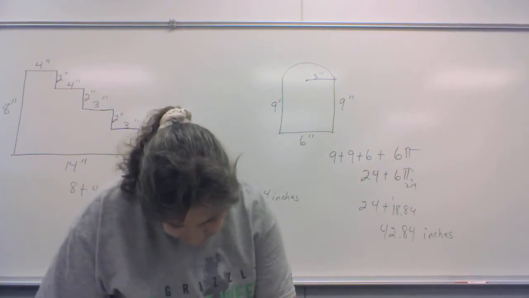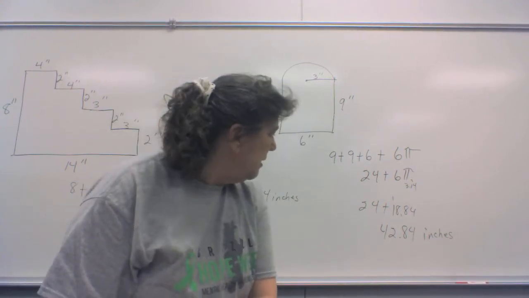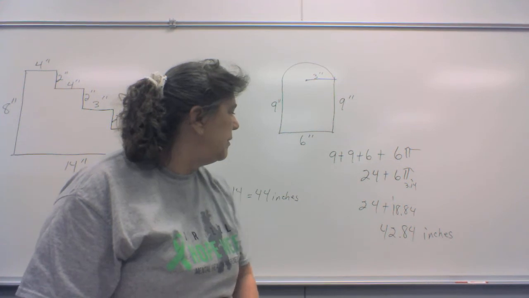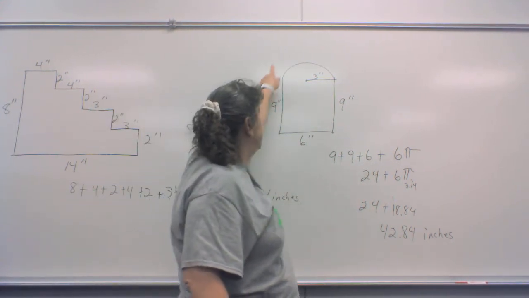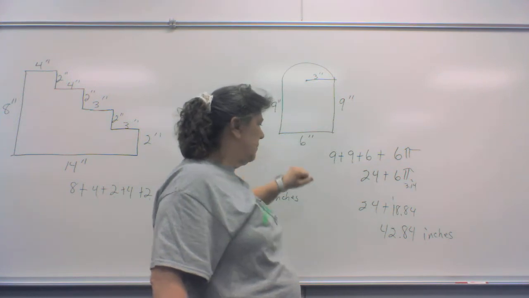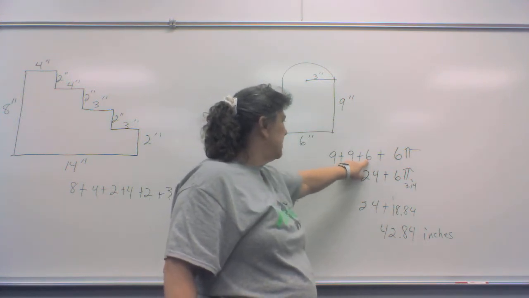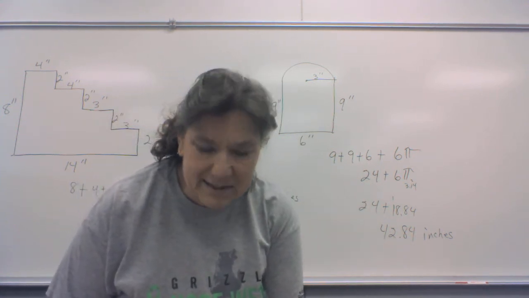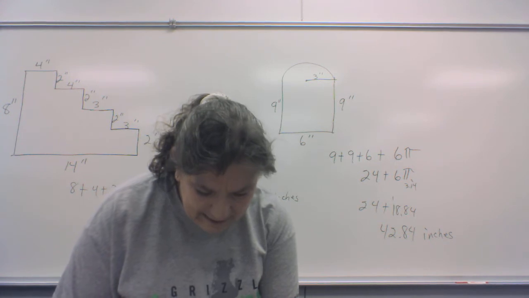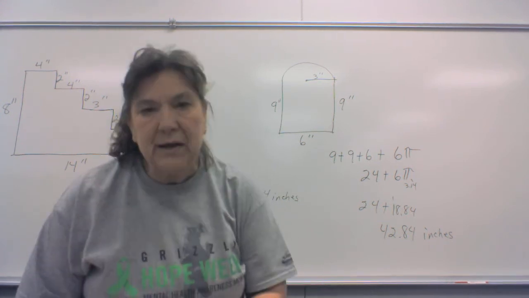No, I didn't. I did an area on that one in my notes, so that is correct. 42 plus 42.84 inches is my distance around this shape. That's 18 plus 6 is 24. Okay, just checking my math again to make sure it's correct. Let's look and see if we've got some other shapes. Nope, that's all I did in the way of shapes.